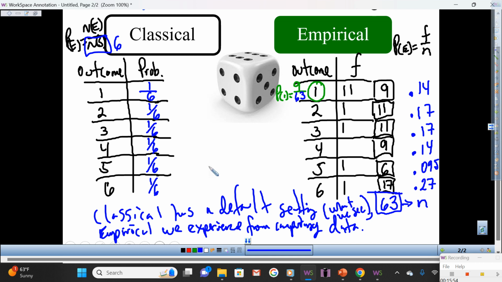One last thing before we wrap this up. Look up. 1/6 plus 1/6 plus 1/6 plus 1/6 plus 1/6 plus 1/6 is equal to what? 1. Do me a favor. Add all your decimals.